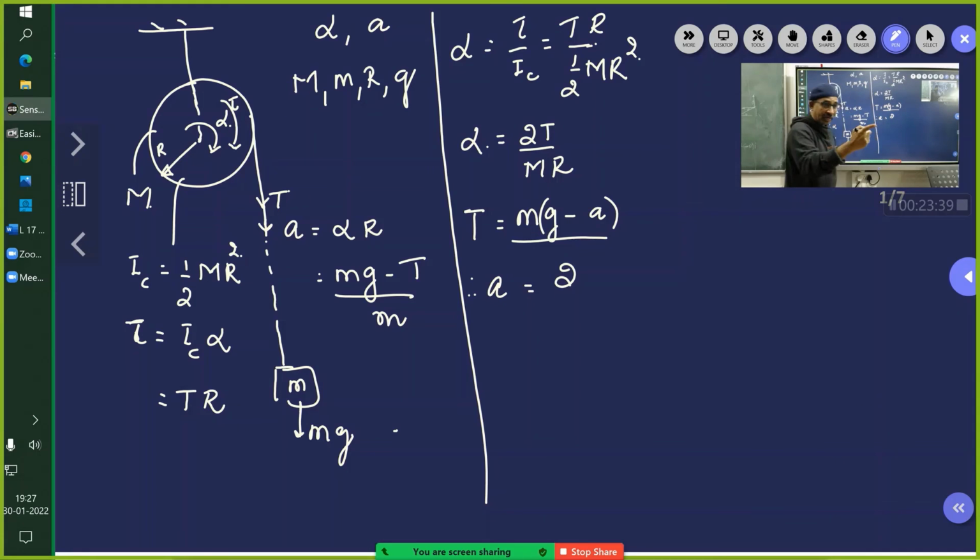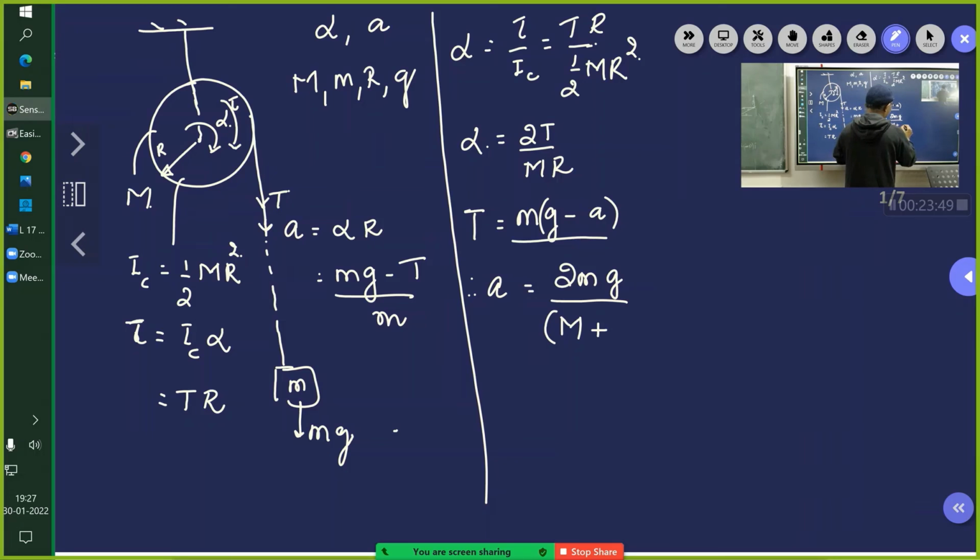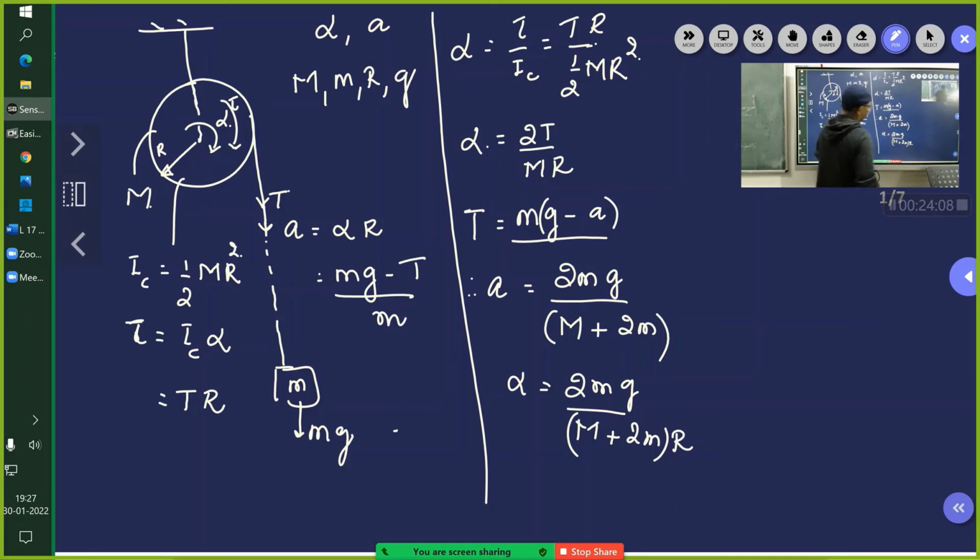See here, when you say m, you tell properly: small m or capital M. 2 small m g divided by capital M plus 2 small m. Okay, and alpha is equal to that divided by R. So alpha is 2mg by R times (capital M plus 2m).